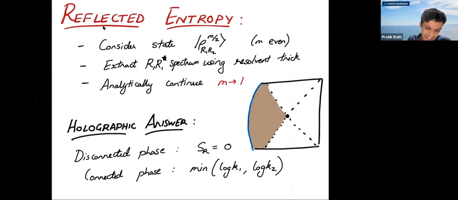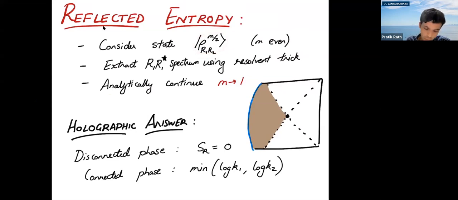So now let's do the same thing for the reflected entropy. As we were talking about previously, there's a path integral way to think about this. Instead of preparing the canonically purified state, what we'll do is prepare the state which is rho to the m over 2. And now we've split this into R1 and R2. So you can think of this as the A and B that we started with. For any even m, this can be prepared by the path integral.